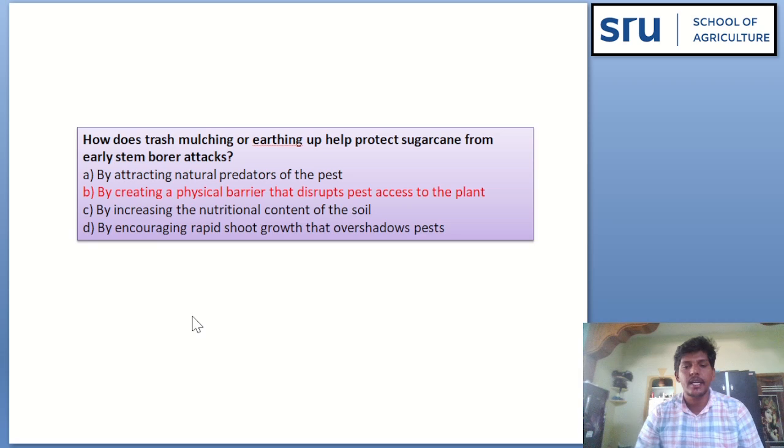By creating a physical barrier that disrupts pest access to the plant. This is how trash mulching or earthing up helps in the case of sugarcane.